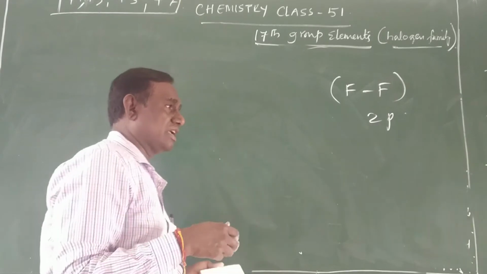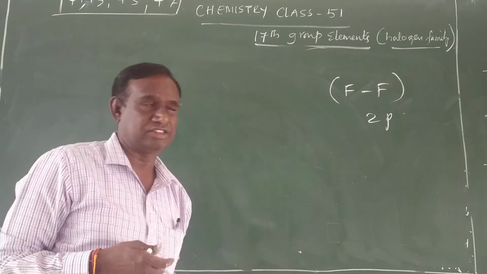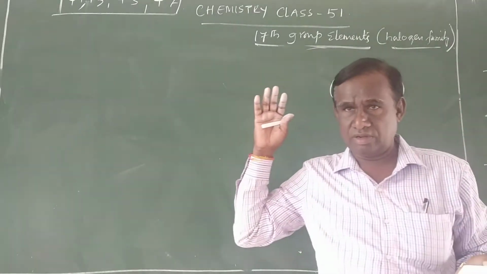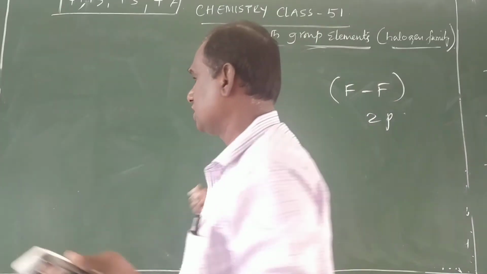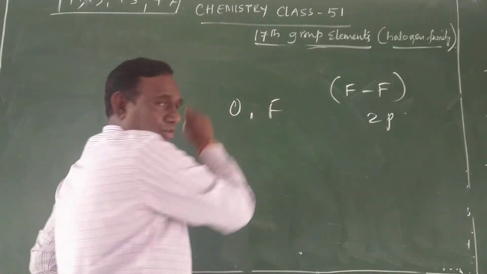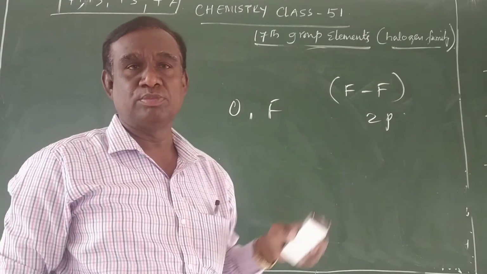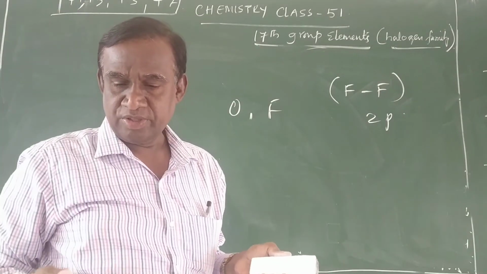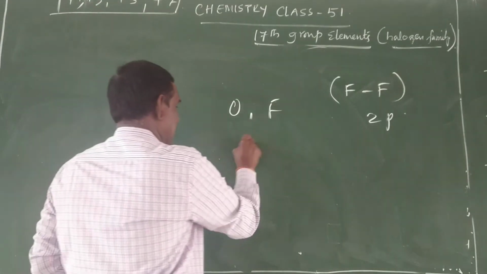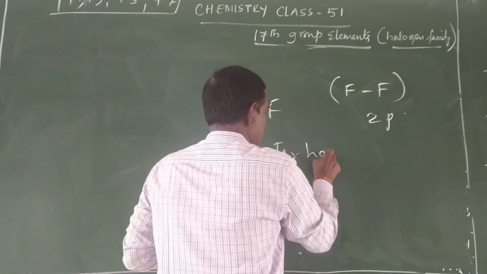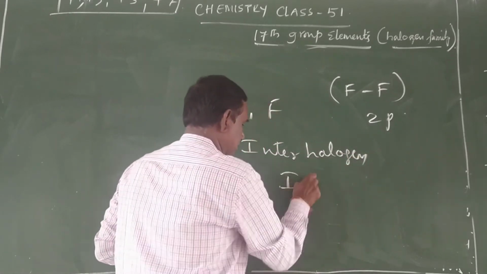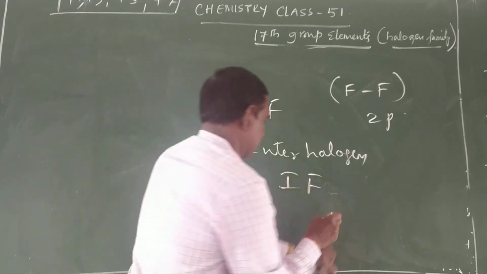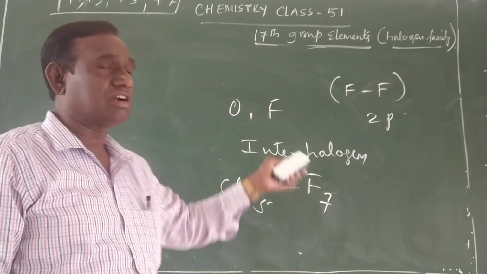So the higher oxidation states of these other elements are due to the fact that they combine with highly electronegative and smaller atoms like oxygen and fluorine. For this reason they can exhibit higher oxidation states, that is plus 3, plus 5, plus 7, etc. For example, interhalogens. What are interhalogens? Let us say ClF5, IF7. Like this, these are called interhalogens.